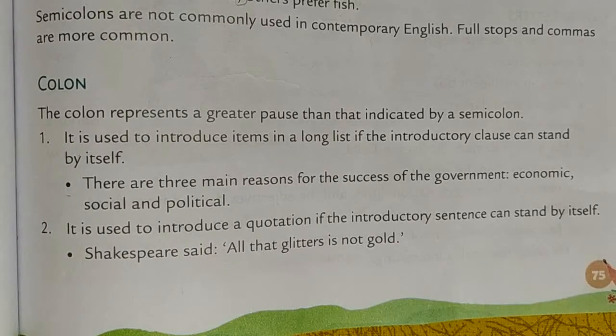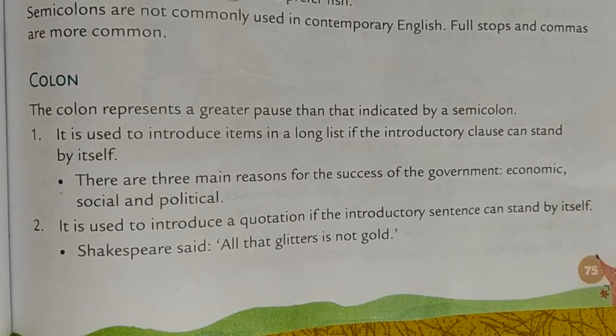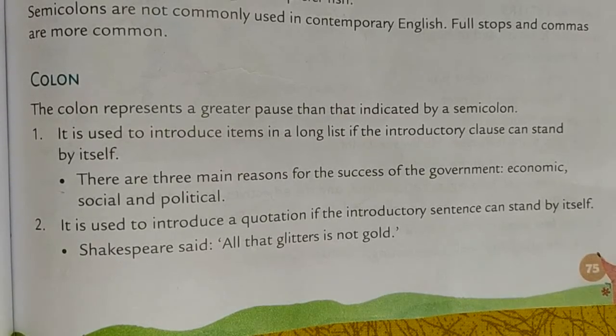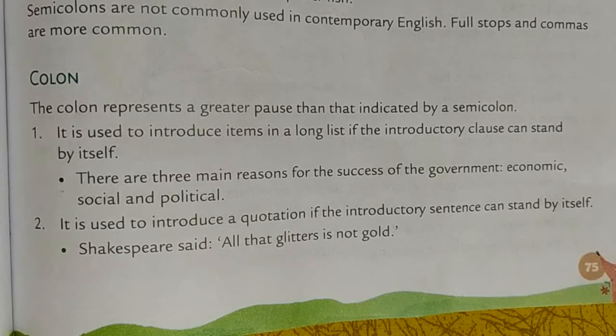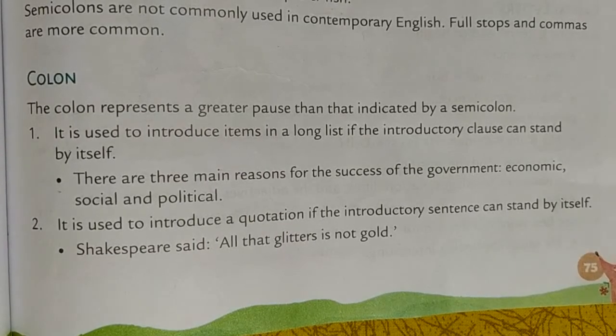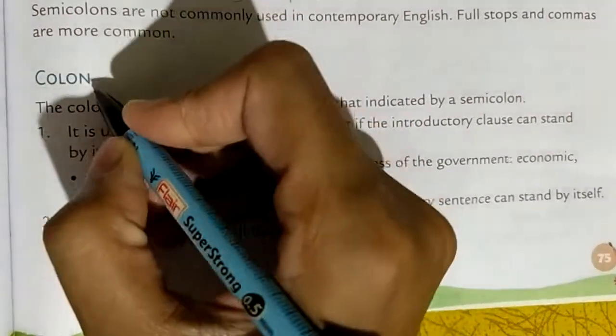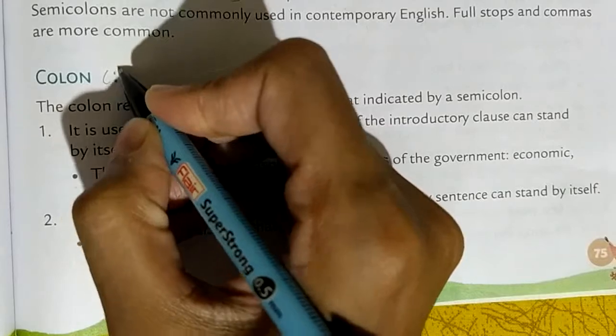So we have learned about three punctuation marks. We have learned one is full stop, the other is comma, and semicolon. Okay. Today, the punctuation mark we are going to learn is colon. Okay, and the mark of colon is two dots.